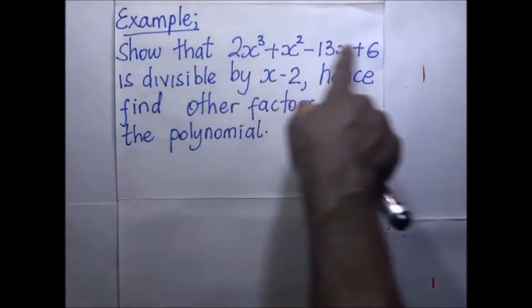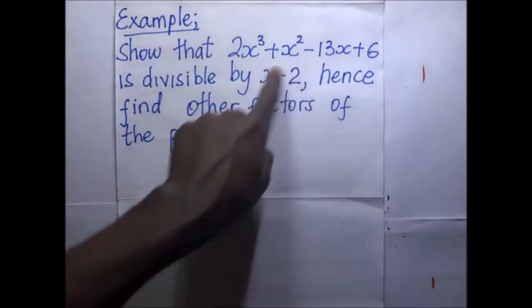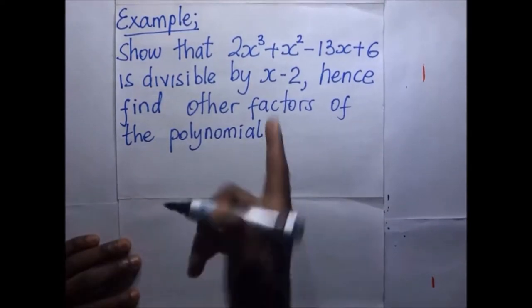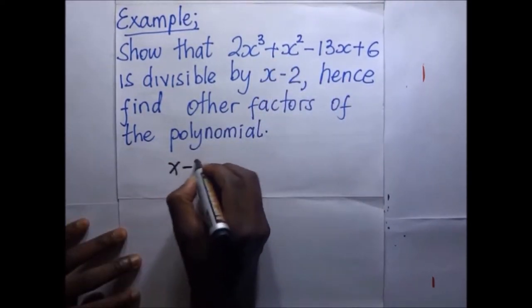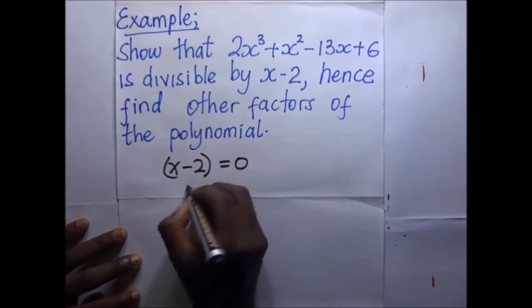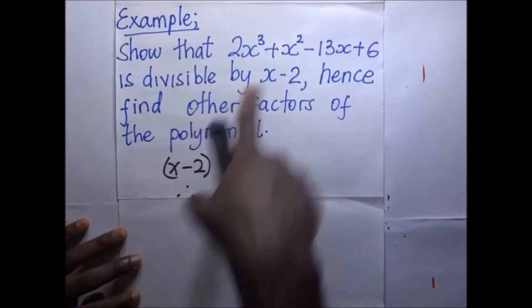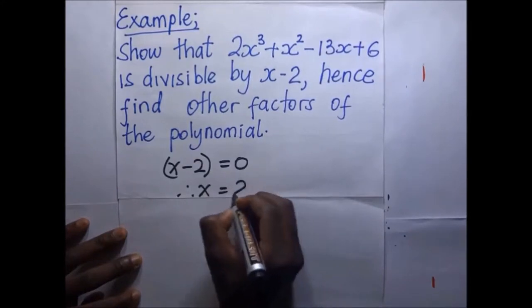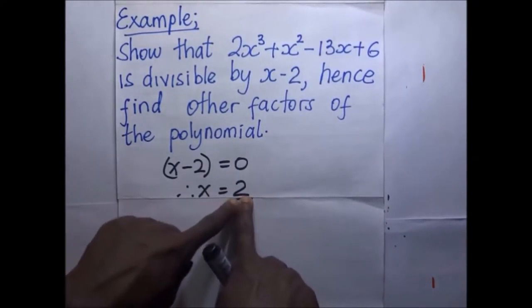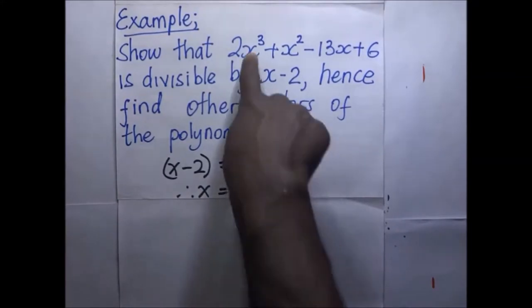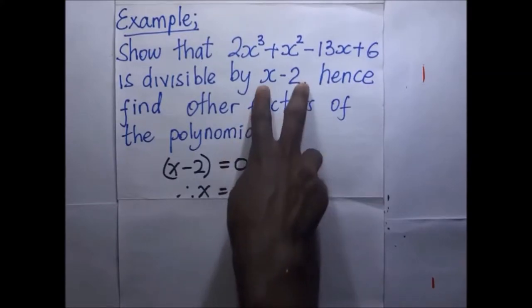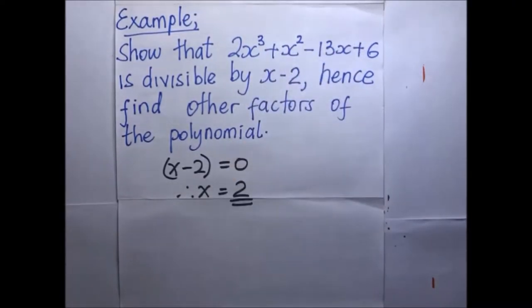So now, if this polynomial is divisible by x minus 2, then it means x minus 2 should be equal to 0. Therefore, if we are to show that this factor can divide this completely, it means that our value of x should be equal to 2. If we put this value of x, which is 2, in this polynomial and our answer is equal to 0, then it means that there is no remainder, and it means that x minus 2 is a factor of that. So we begin.